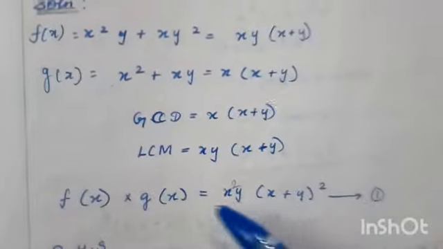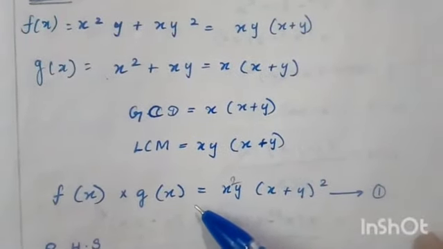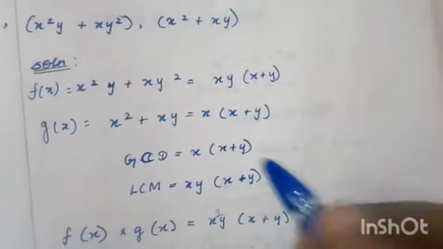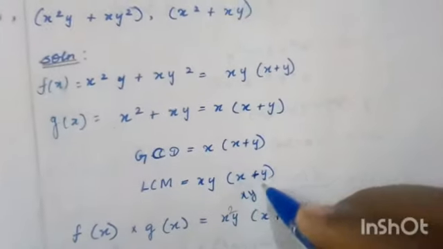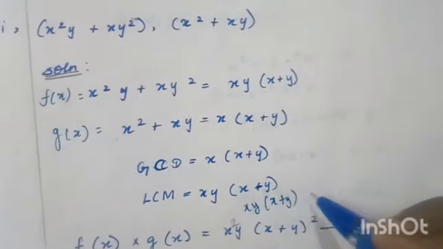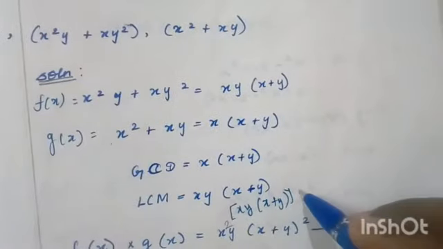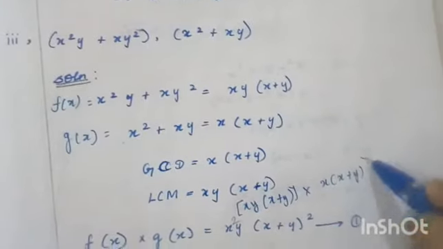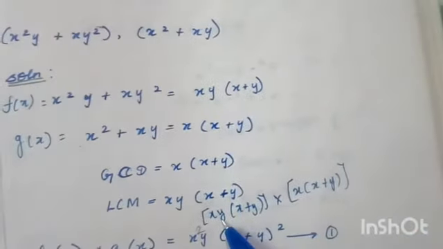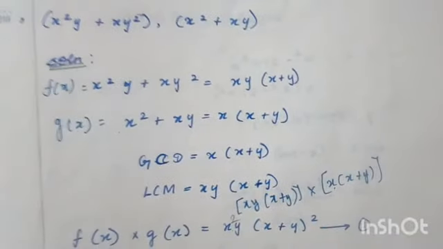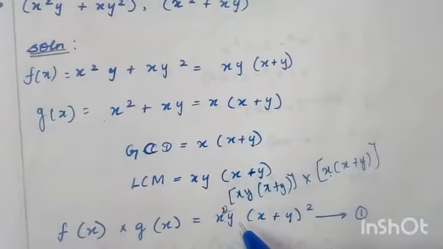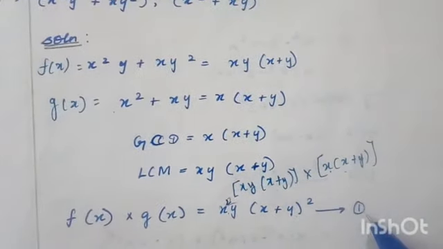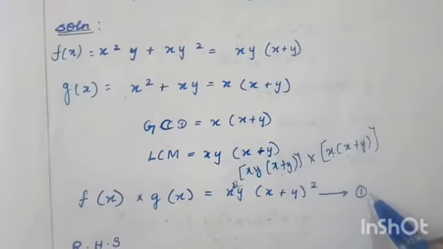Now we want to check that f of x into g of x is equal to LCM into GCD. LHS: f of x we found as xy into (x plus y), and g of x we found as x into (x plus y). Now we multiply: xy into x is x square y, and x plus y occurs two times, so you write (x plus y) whole square. Call it equation number 1.